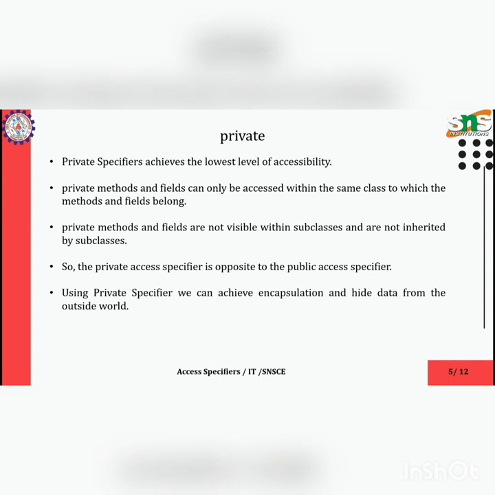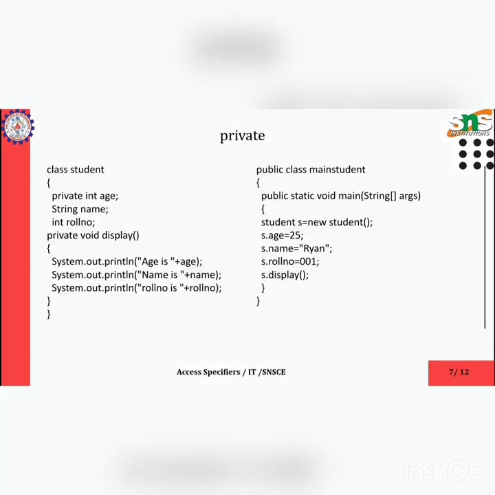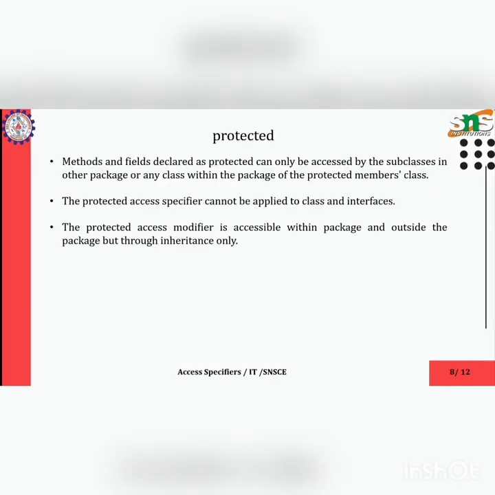And then, some points to be noted regarding the private access specifier. The private access modifier cannot be used for classes and interfaces. The scope of private entities is limited to the class in which they are declared. A class with a private constructor cannot create an object of the class from any other place, like the main method. And then the final one is protected.